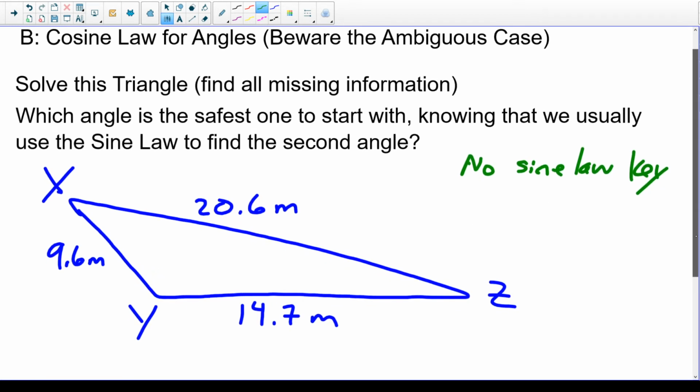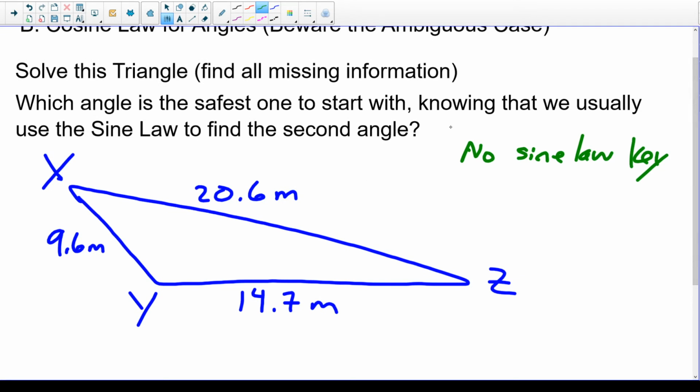Now let me discuss what the problem is here. It says which angle is the safest one to start with, knowing that we usually use the sine law to find the second angle. So what do I mean by that? Well, let's pretend for a second that we find angle Z as our first angle, okay? Let's say angle Z is 39 degrees. I'm just making that number up, all right? Now I have a sine law key. So now I could use the sine law.